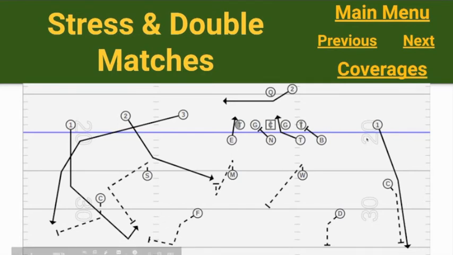And on the backside, we're doubled up. That corner, he can work to inside leverage if he feels and doesn't see the deep safety giving him help. If he knows that deep safety's gotten over there, he can maintain an outside leverage while the deep safety takes inside leverage.